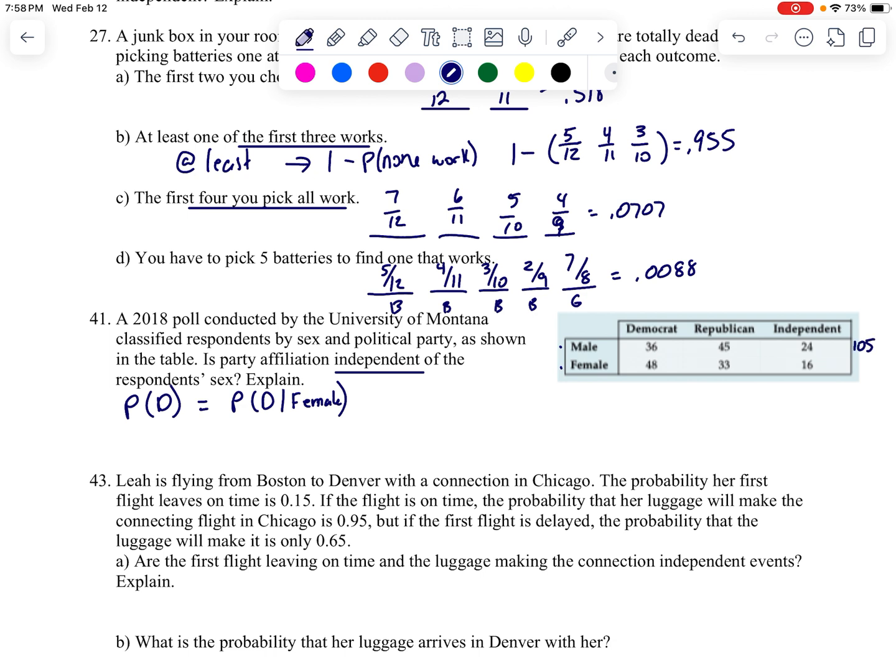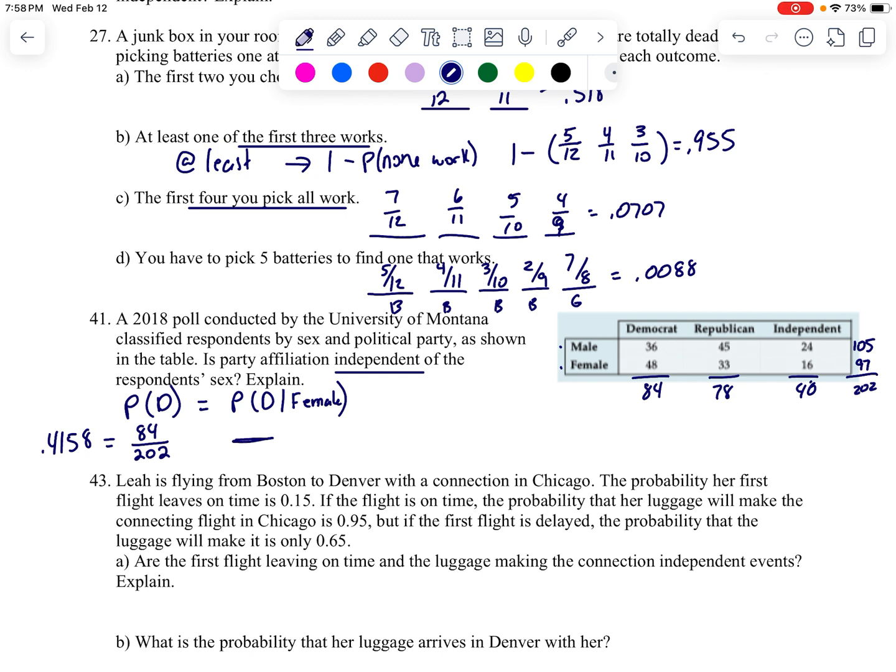So if we look at this, it isn't very nice to us because we don't have any totals, so I'm going to write these in here. There's 105 males, and there's 97 females, so that means that there is 202 individuals in our table, 84 of which are Democrats, and 78 which are Republicans, and then 40 are listed as independent. Okay, so again, if we look at Democrat, I know that there's 84 Democrats out of 202 people. So if I did that decimal, it's going to give us 0.4158.